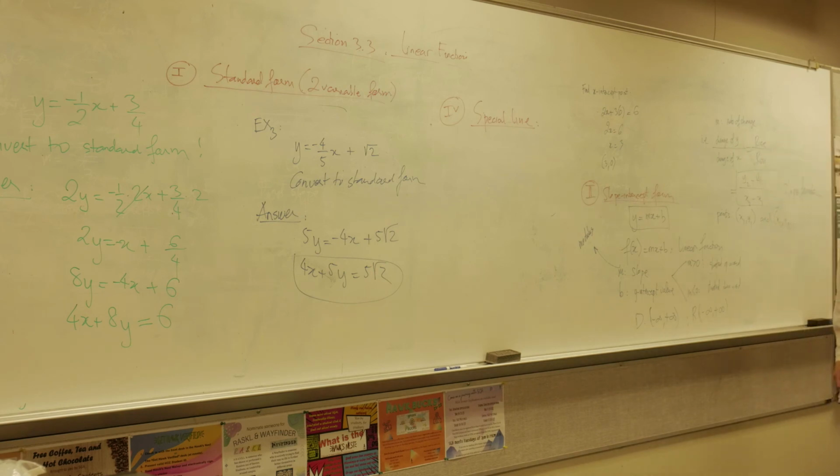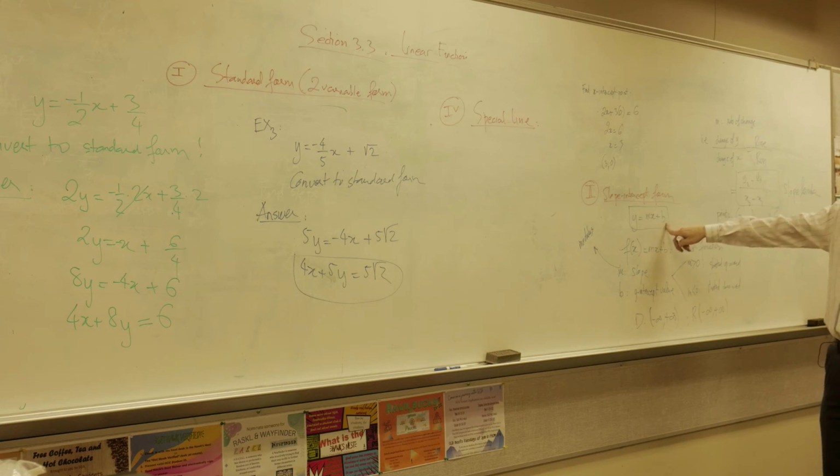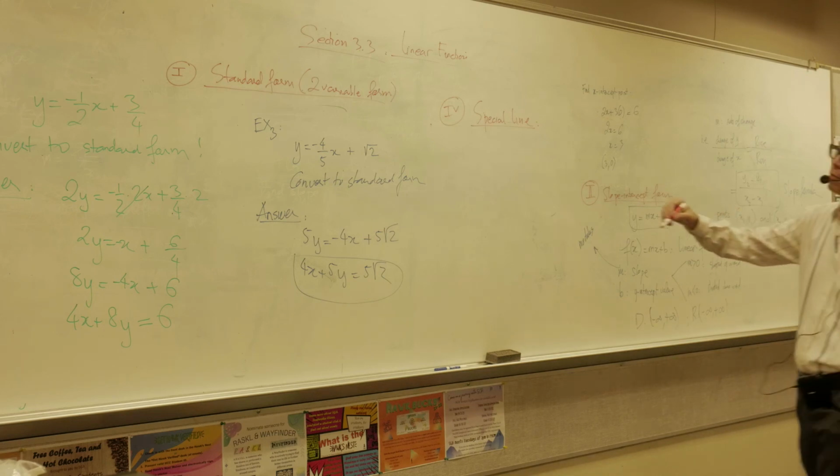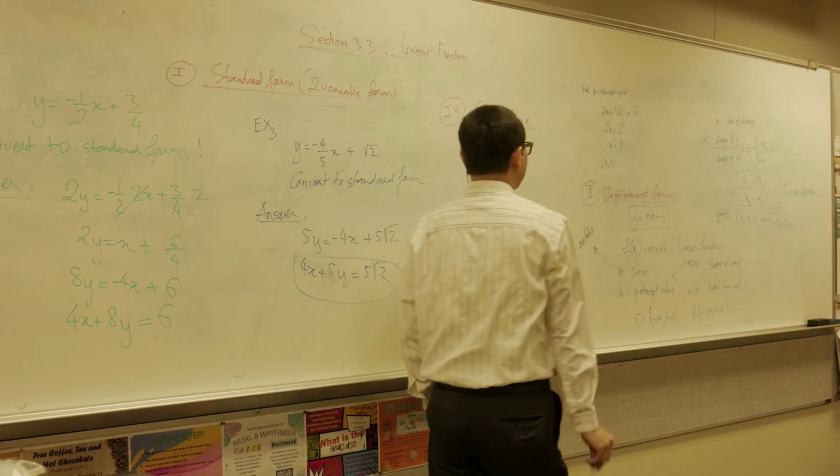I want you to look at this form right here, the slope-intercept form. What if I have the slope being 1, and the b over here is... should I start from this? I think we should start from the standard form. I have Ax plus By equals C, instead of starting from slope-intercept form.